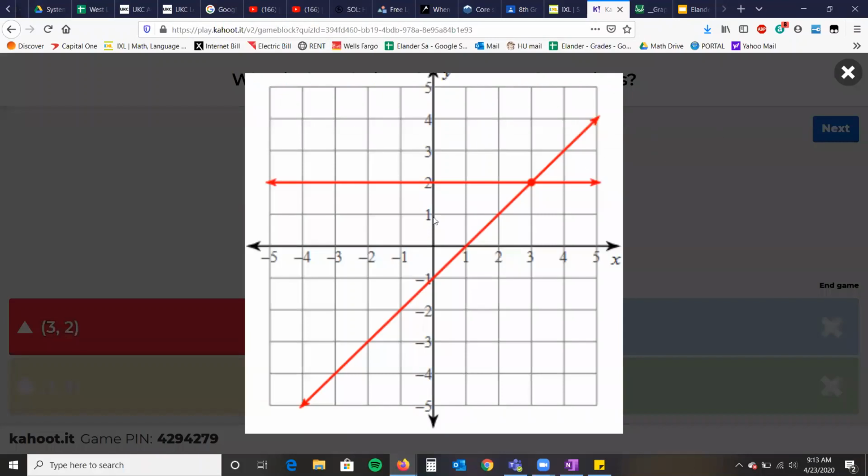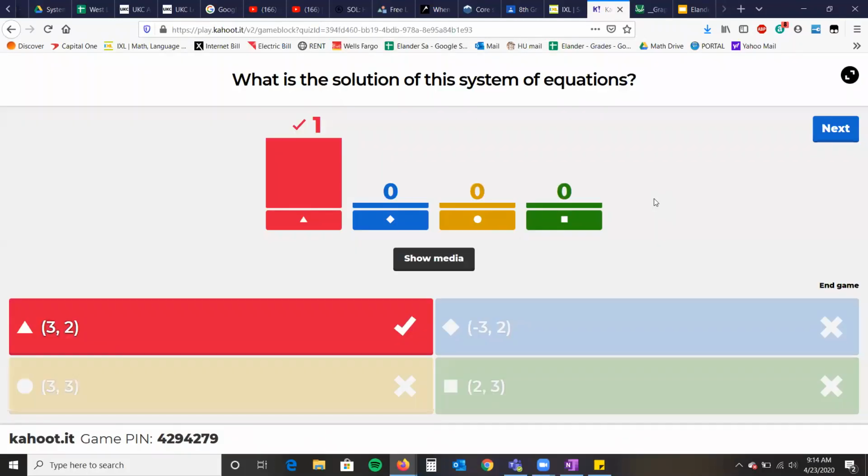All right, so we got two lines intersecting, right? It's a system of equations because there's more than just one equation. So it's a system, and it says, where's the solution? Well, we go 1, 2, 3 to the right, comma 2 up, right? So 3, comma 2 is the coordinate pair for that answer. All right, let's try the next.